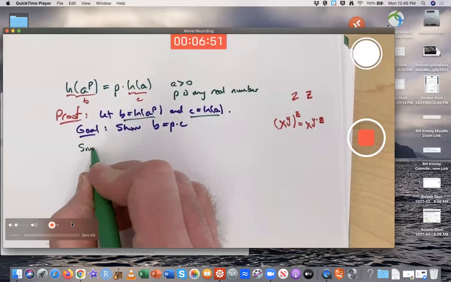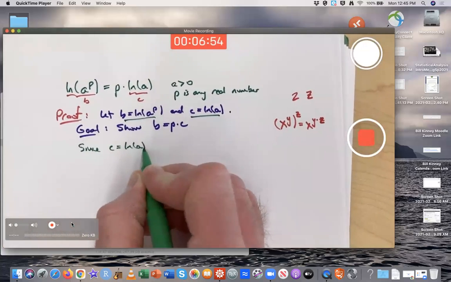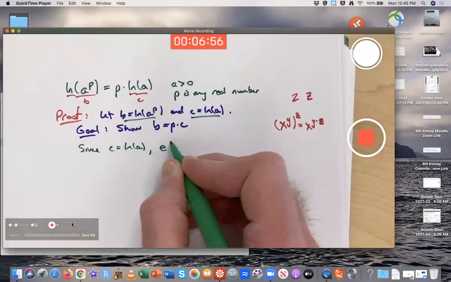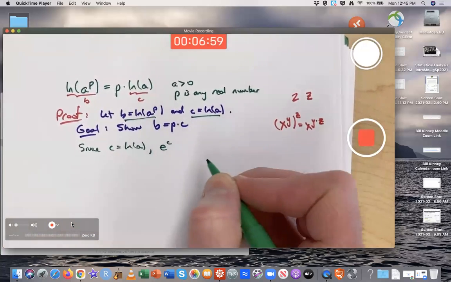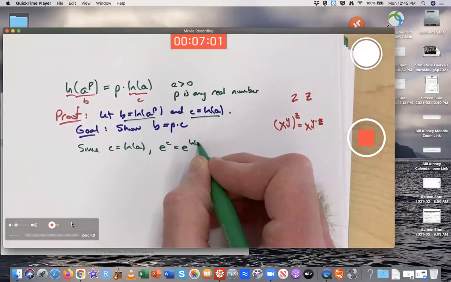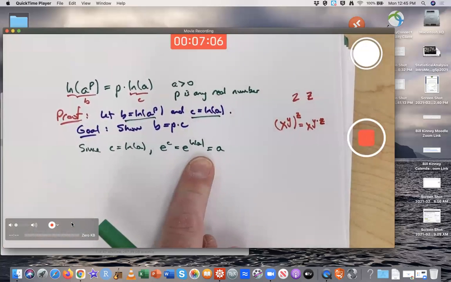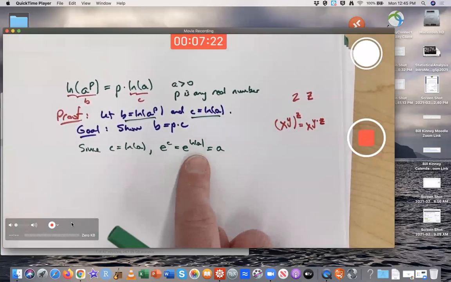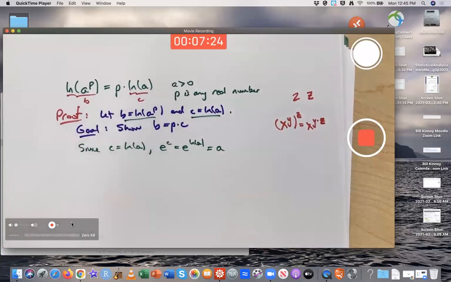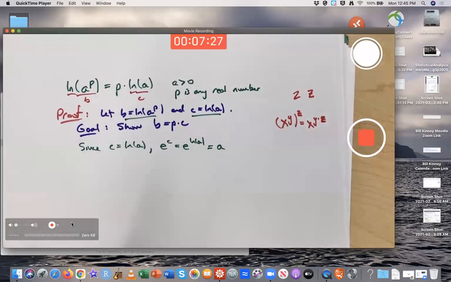You could write, since c equals natural log of a, e to the c power, or if you prefer, e to the natural log of a power is a. You've seen that kind of equation before, right? That's using the definition of the natural log of x as the inverse function of e to the x. e to the natural log of a, it's like the e and the natural log cancel out as inverse functions, and you're left with a.